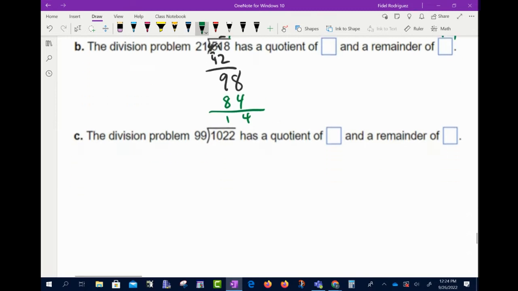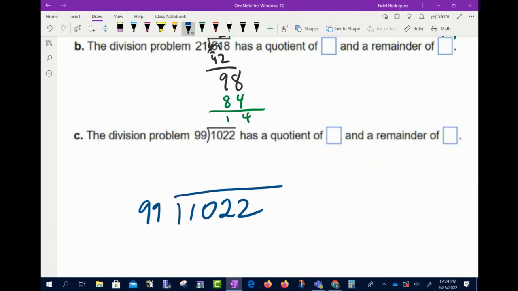Okay. And y'all, for the third one, I'm just going to do it over here because I did run out of room there. Okay. So again, I know that 99 won't go into 1. I know it won't go into 10, but it will go into 102 probably 1 time. Okay. And so, again, I can't take away 2 from 9.